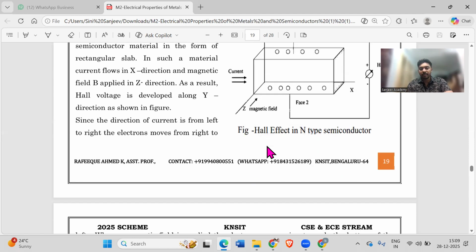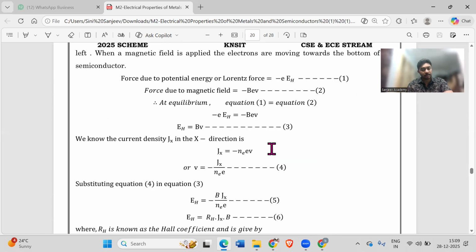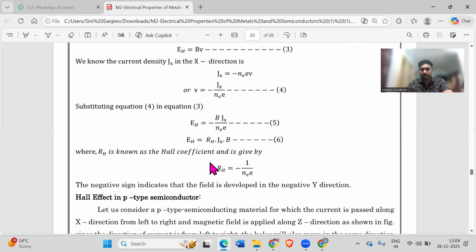Then we have to mention what force is acting. We have to mention both the electric force as well as the magnetic force. Those two formulas you have to write out, equation 1 and equation 2. Then at equilibrium, obviously, the electric force will be equal to the magnetic force. Then what is current density? Correct? That formula we have to write. Then directly write down what my Hall coefficient value is. And it is negative for N type, as I already told you. And for the P type, just remove this negative sign.